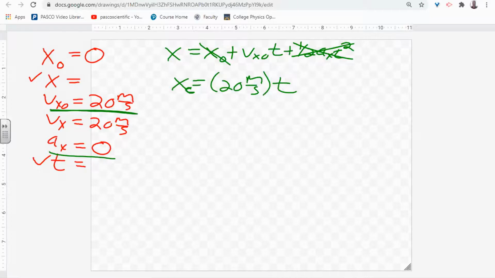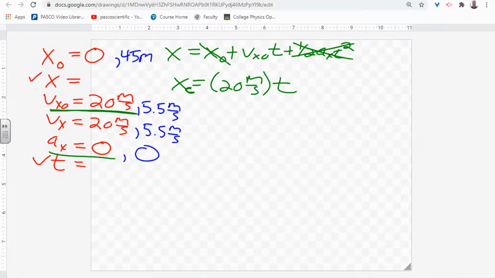So now we're going to list the same variables for the prairie dog. Well, the prairie dog started 45 meters in front, and it's only running 5.5 meters per second. So that means its final velocity is also 5.5 meters per second. And this speed is constant, so that means the acceleration is 0. So again, we're going to use that same kinematic equation.